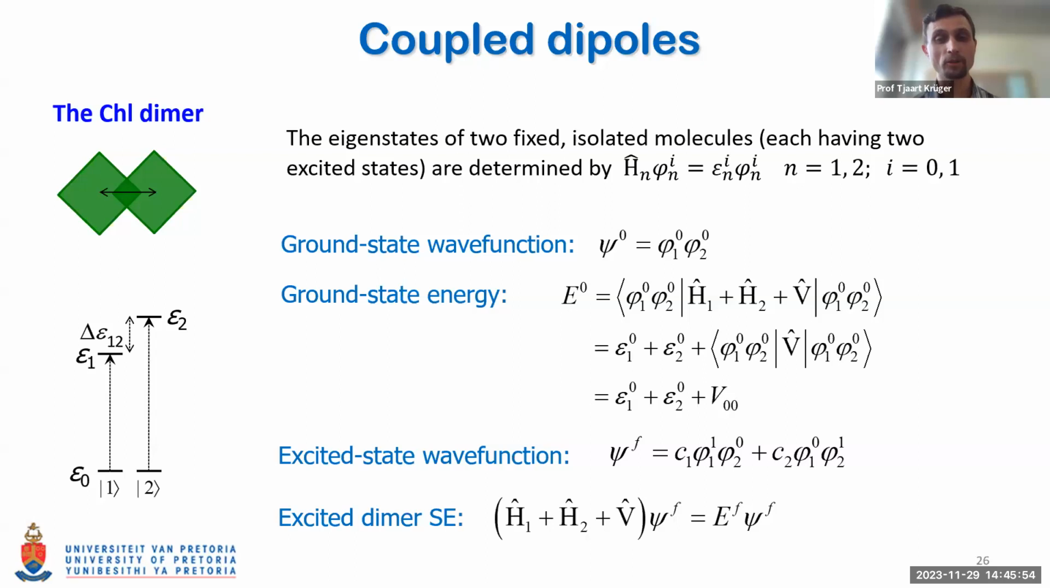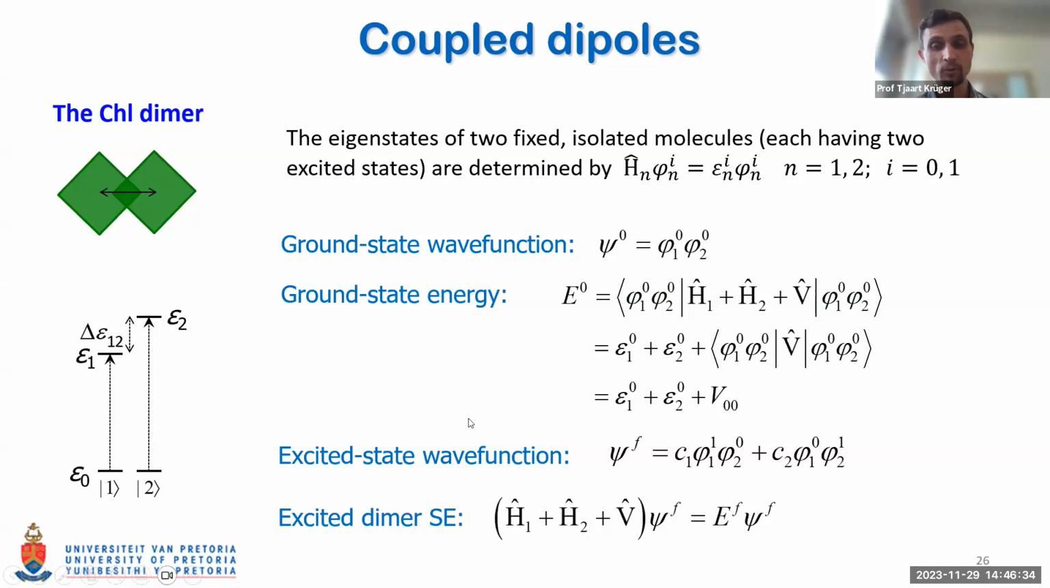Right, so we can now write the Hamiltonian for this whole system. Okay, if you just consider the two fixed isolated molecules, the eigenstates are both governed by the Schrödinger equation. But we're interested in the combined system. So let's write the combined ground state wave function. It's just a product of the individual wave functions. And the ground state energy now contains, in addition to the two individual Hamiltonians, also the interaction term. This interaction term leads to a displacement of the ground state energy of the total system, which I'm going to show you in a while.